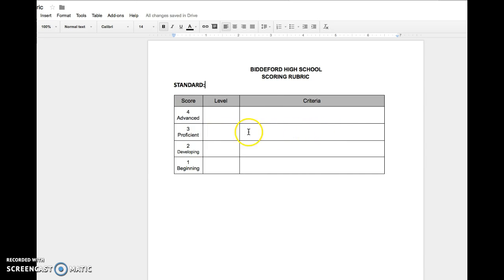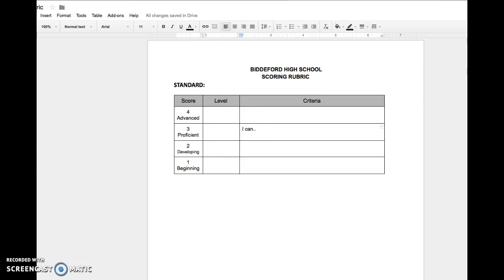I would suggest writing it in I can statements, right? I can. And in your 3, it can be relatively the same language as your standard. You just want to make sure it's student friendly. So if your standard is full of jargon, make sure that you break it down so that it's student friendly.